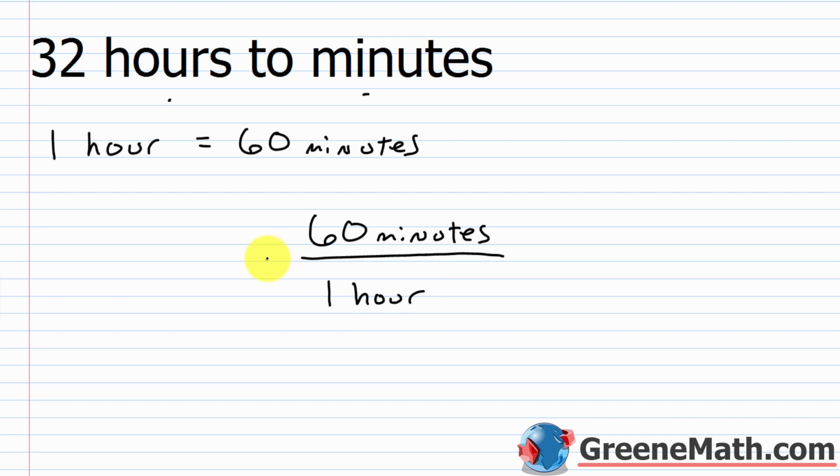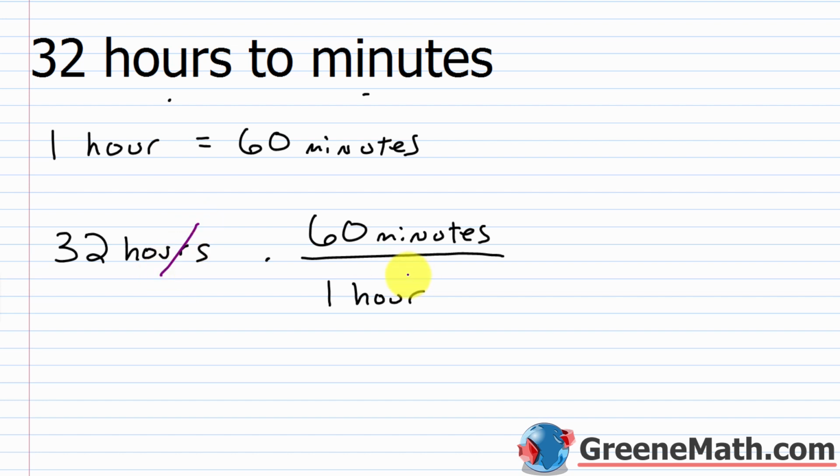So I'm going to multiply this by our starting value, which is 32 hours. And remember, 60 minutes over 1 hour is just equal to 1, right? They're equal to each other, 1 hour and 60 minutes. So just like when we work with fractions and we multiply by 6 over 6 or 17 over 17, we're multiplying by a complicated form of 1. And so we're not changing the value, we're just changing what it looks like. So let's do our conversion.